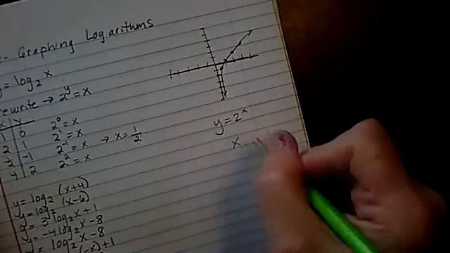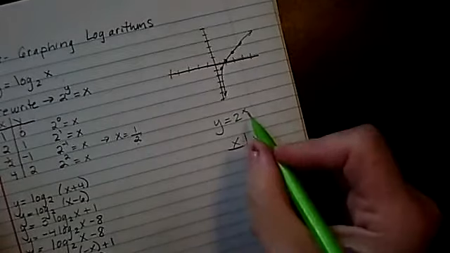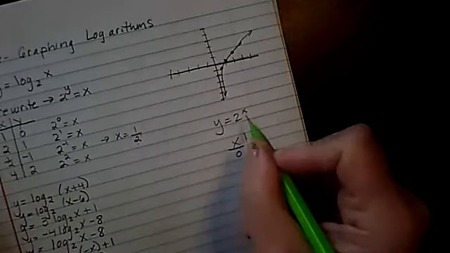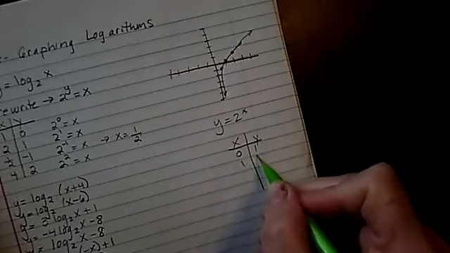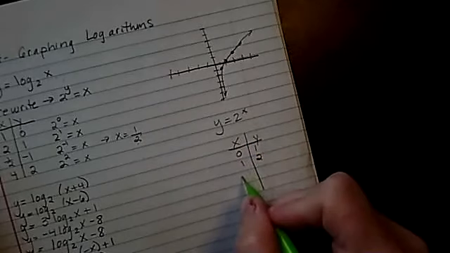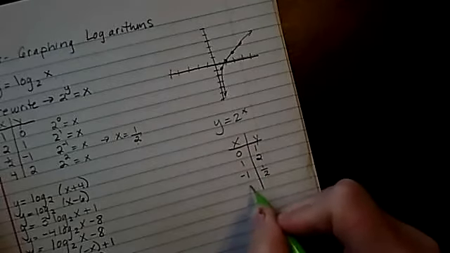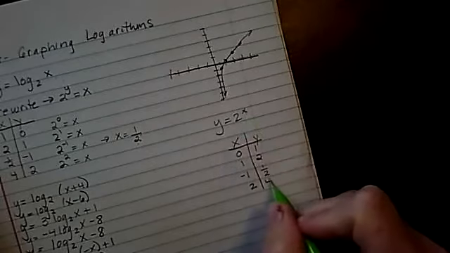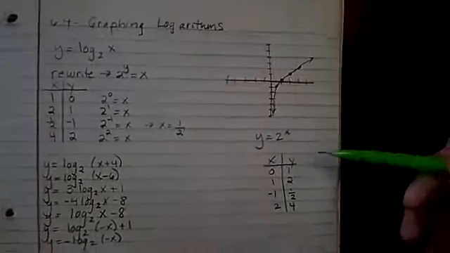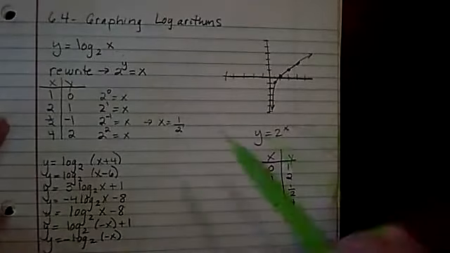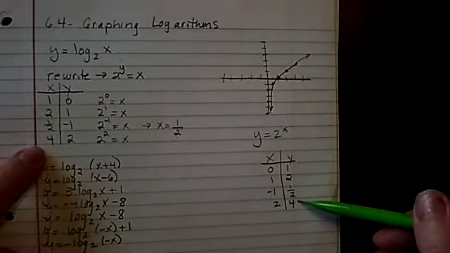So again, we'll do an XY table. When we pick 0 for x, what is y? 1. If we picked a 1 for x, what is y? 2. If I put a negative 1 in for x, y is 1/2. And if I put a 2 in for x, y would be 4. I really would not have had to do this XY table if this is the inverse, because notice what happens: just the x and y have switched, and that's it.